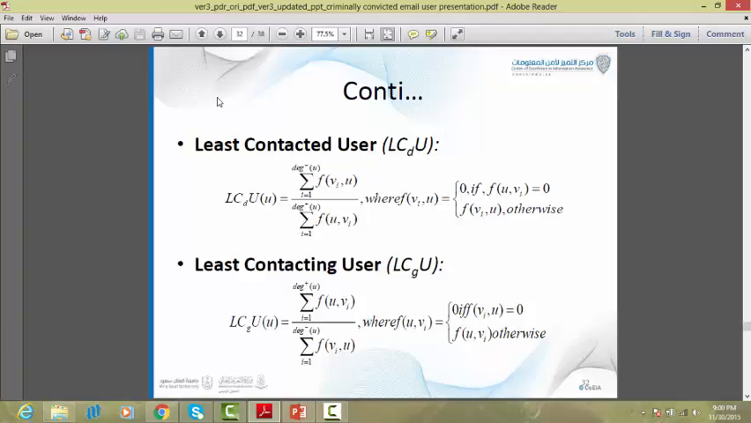If you are sending only one or two messages while receiving more than 80 messages, we can put this in the least contacting category. The same thing is applicable for the least contacted purpose. It means the difference is very high between sending and receiving messages. This is what we are trying to find out here, basically.